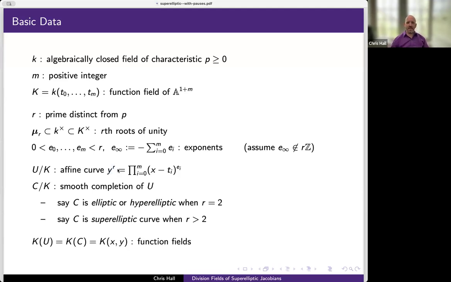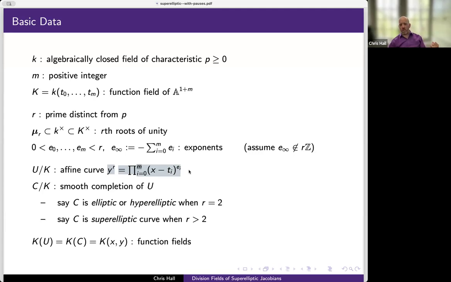And the last piece of data for now is I want to think about the function fields of these curves. They have the same function field. This is in some ways how you define C, in terms of the function field of U. And concretely, this function field really has two variables, x and y. And of course, there's a relationship between x and y, which is exactly what the affine form expresses.